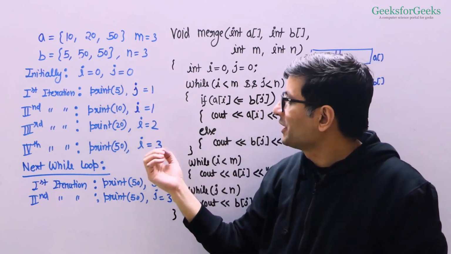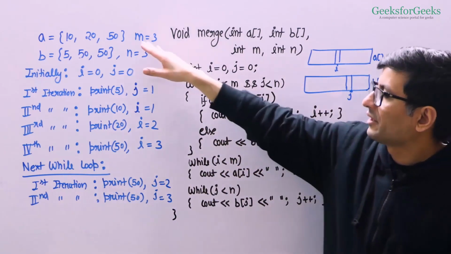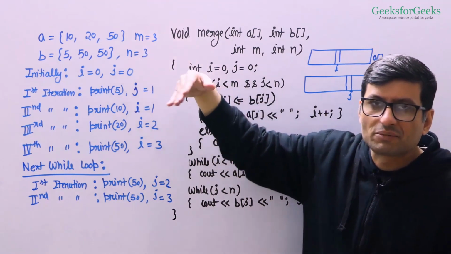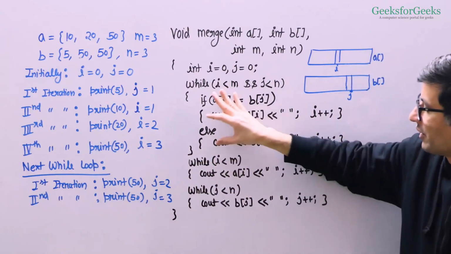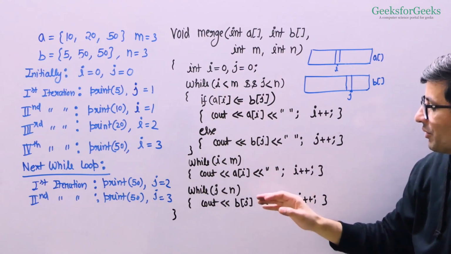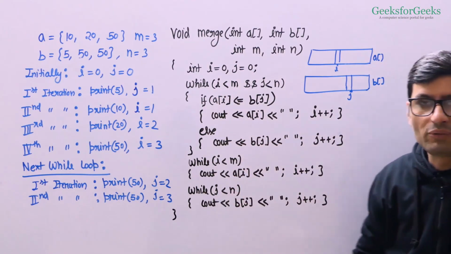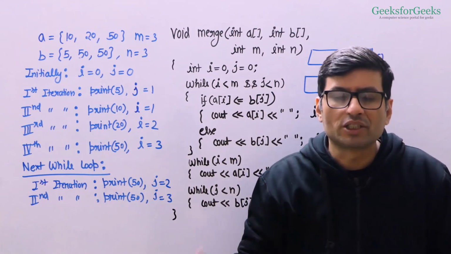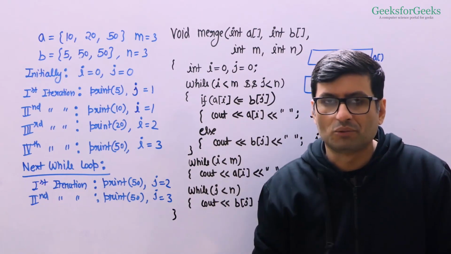So i now becomes 3, and i has reached beyond the last index. So we come out of the while loop. When we come out of the while loop, we have 2 more loops and we'll always execute one of these 2 loops. We'll never execute both of them, right?